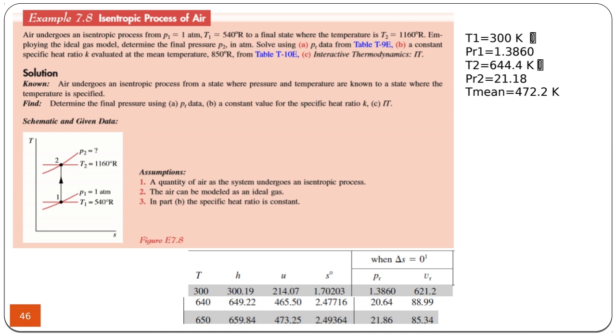There's an example regarding this. In a process, air is compressed from 1 atmosphere to some other pressure, and let me tell it to you in the SI system. Initially the air was 300 kelvins, and it's compressed to 644 kelvins. By using isentropic compression, because as you can see, this is isentropic compression, S1 is equal to S2.